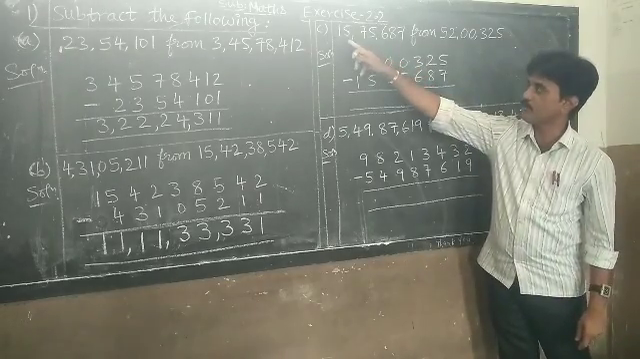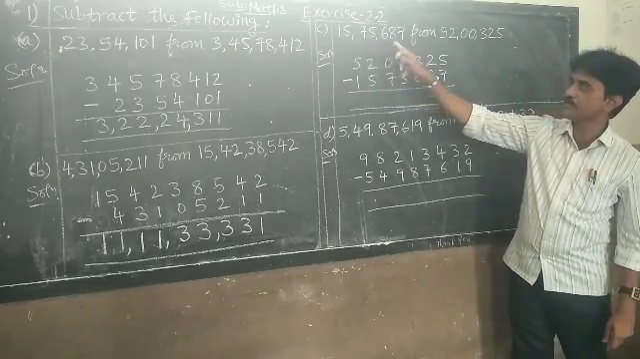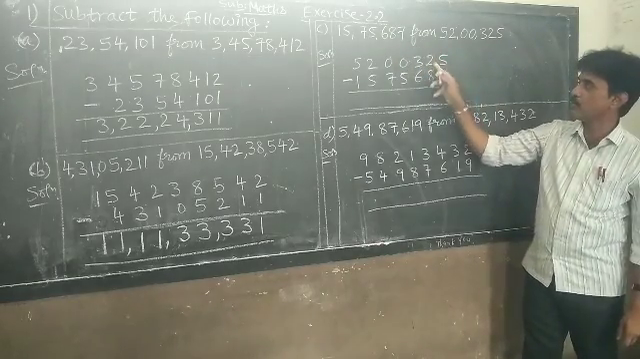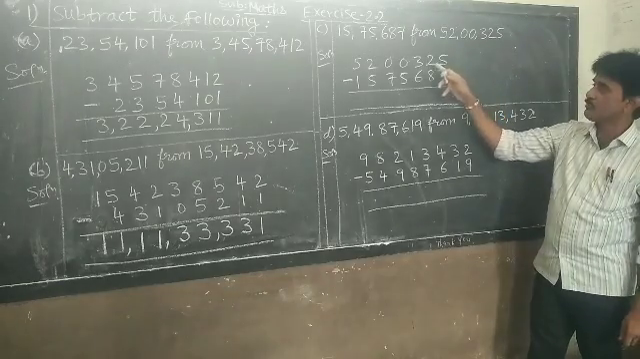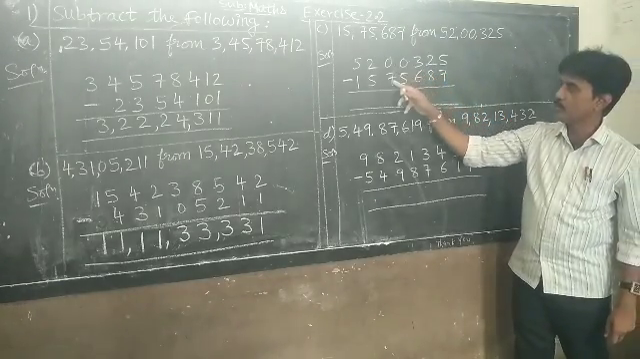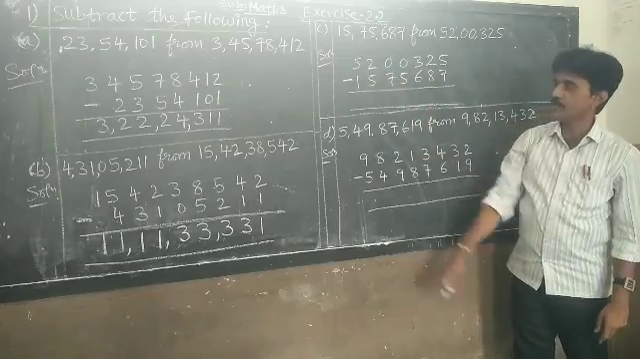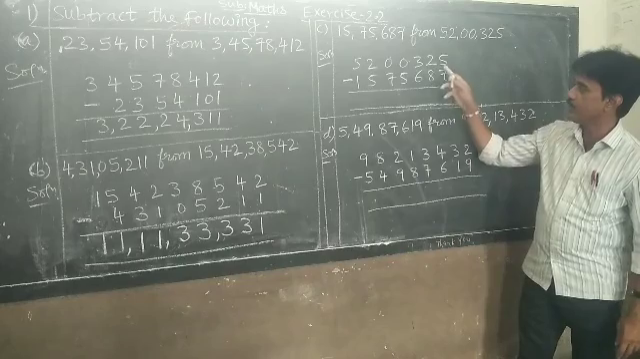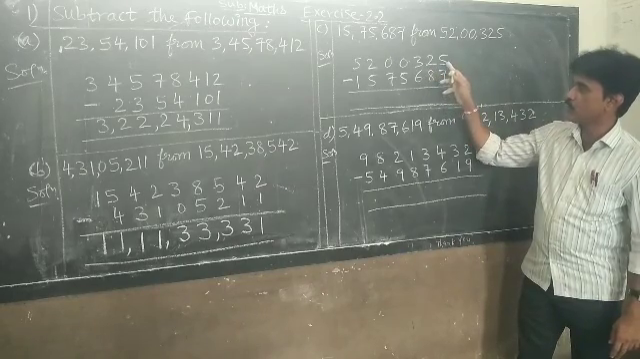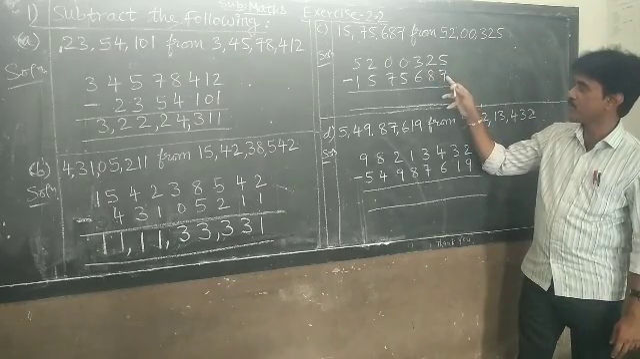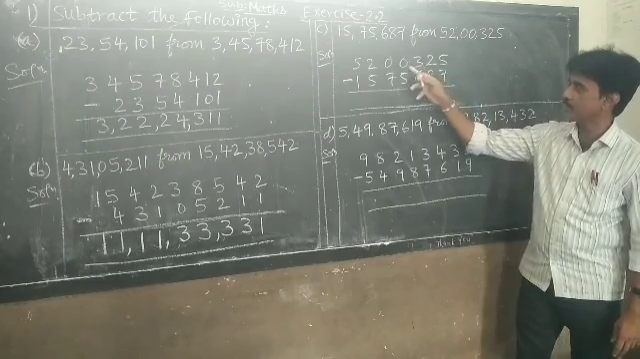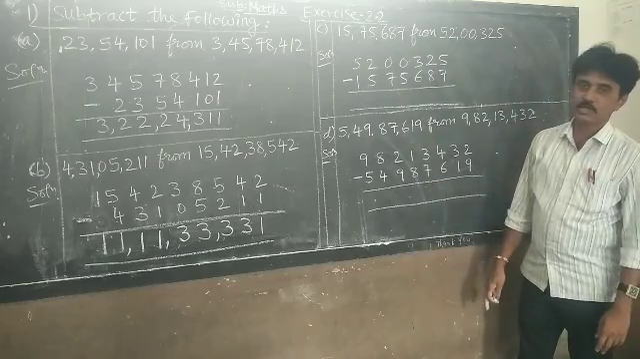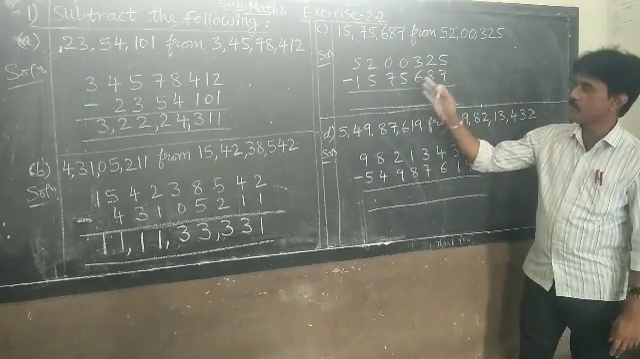See, what is the number? 15 lakh 75,687. These digits must be exactly below. Understood? According to place value, you have to put the digits one below the other. Then only you can easily subtract. Otherwise, you get confused and do it wrong. See, 5 and 7 are in the ones place, then tens, hundreds, thousands, ten thousands, lakh, ten lakh.